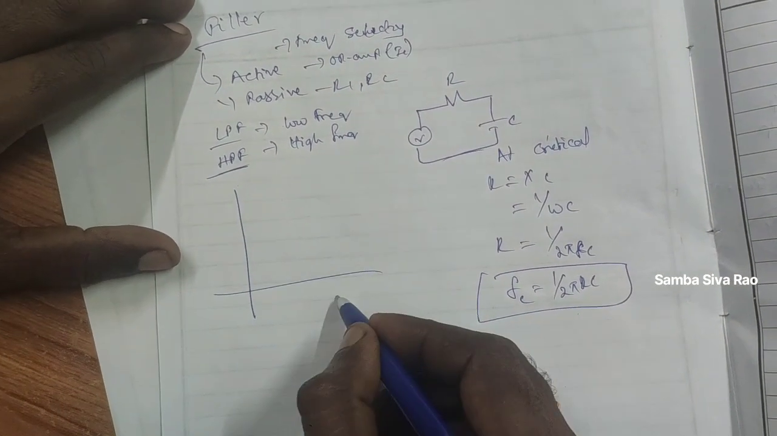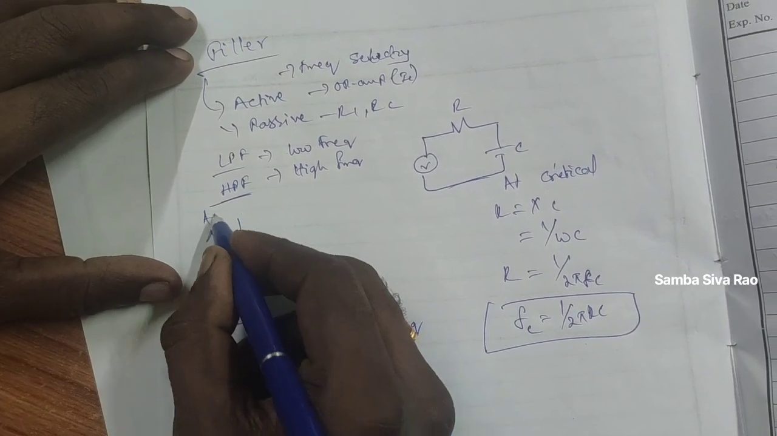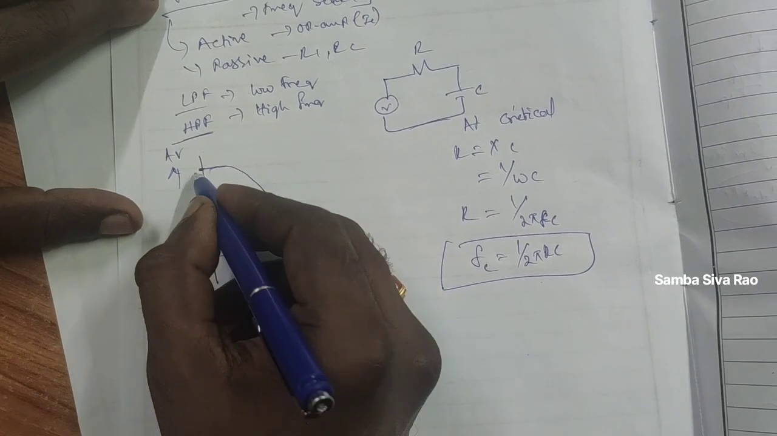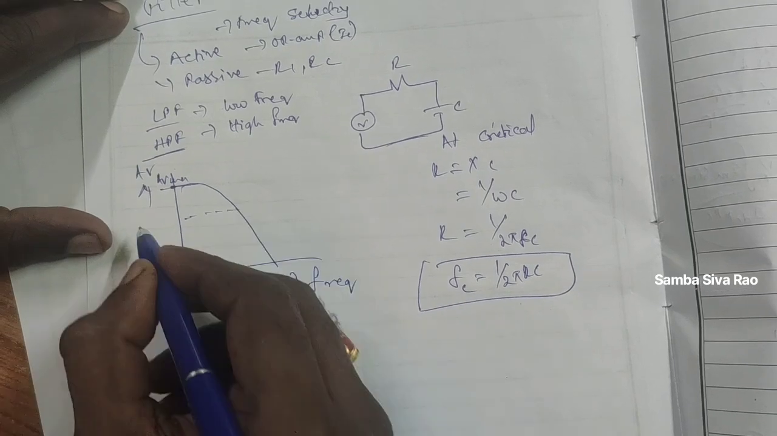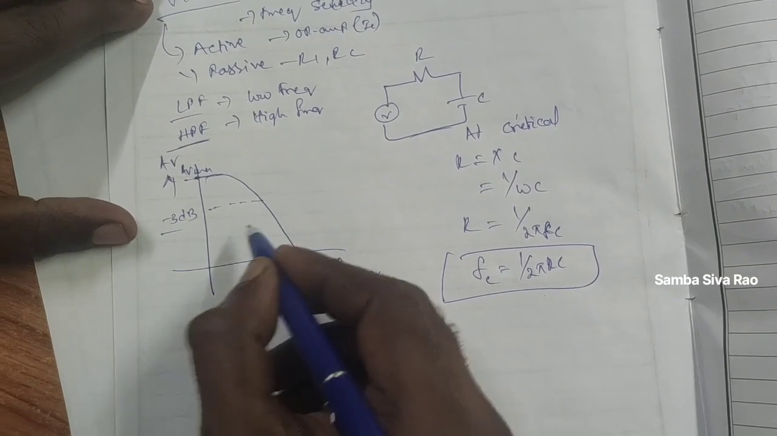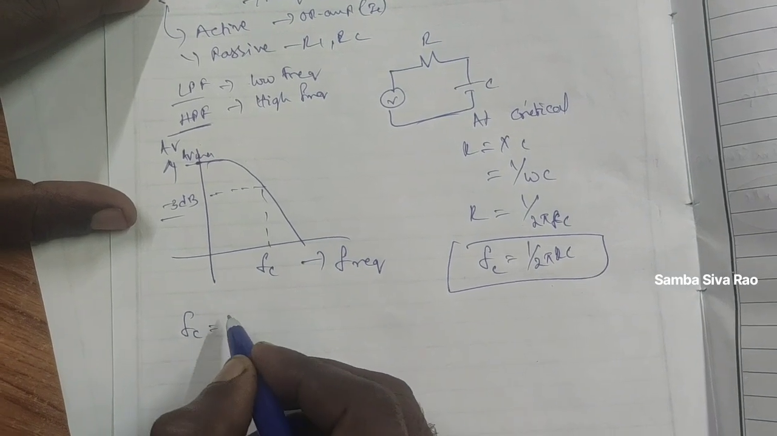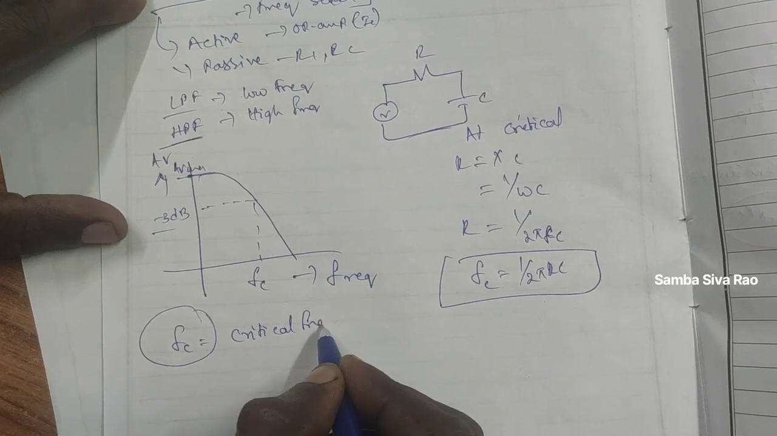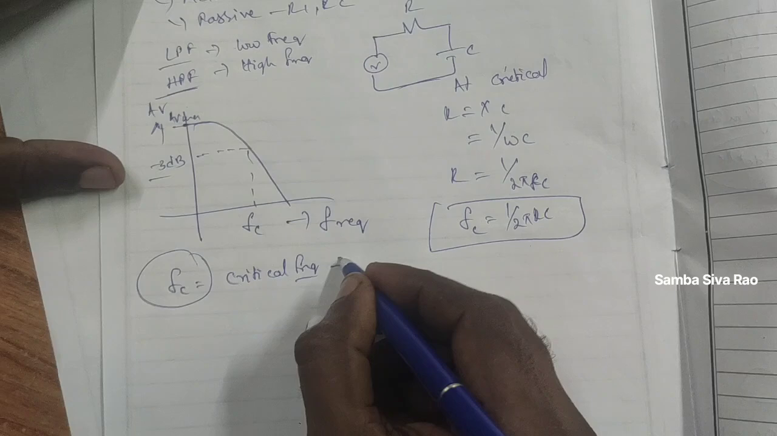How can the critical frequency be calculated? If frequency is taken along the x-axis and the gain along the y-axis, we can obtain a graph like this. It is the maximum gain, AB maximum. After that, you have a frequency at minus 3 dB, which is known as the critical frequency. Once the critical frequency is calculated, we can calculate our frequency.